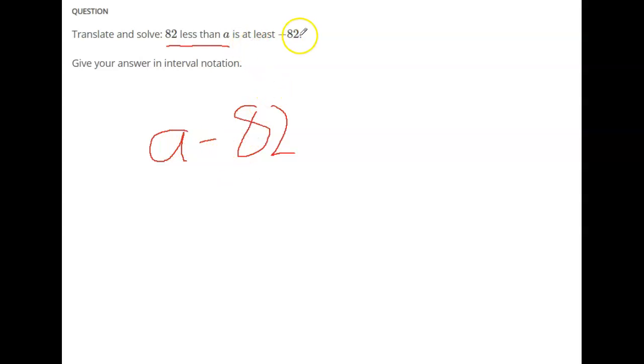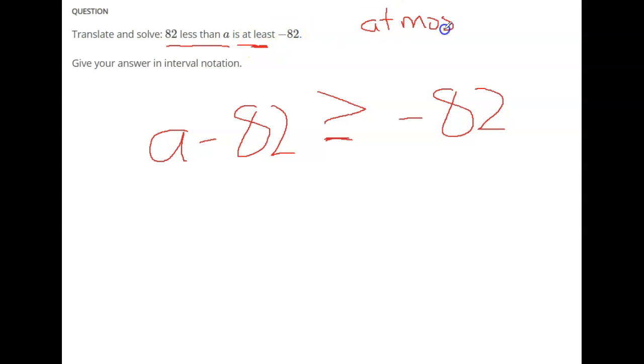So it's at least -82. So -82 could be equal to that, or it could be greater than it. So greater than or equal to -82 is at least, is greater than or equal to. At most would give you a keyword that it's less than or equal to.